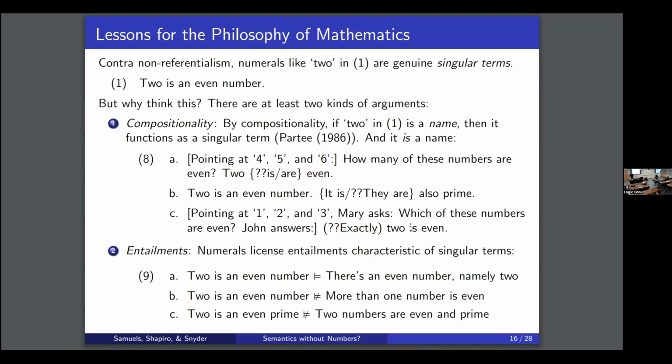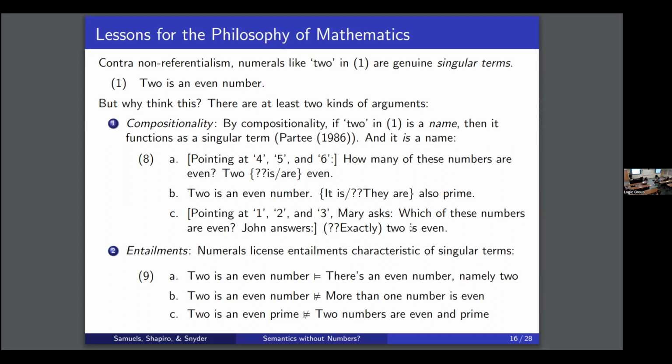Again, non-referentialists at least give us some evidence, they think, that numerals are non-referential. Well, one very simple argument just appeals to compositionality, right? By compositionality, if 2 here is a name, and names are generally singular terms, then it has to be a singular term, at least when it occurs in this sort of position. And in fact, it is a name. So what reason can we give for this? Pointing at 4, 5, and 6: how many of these numbers are even? 2 is. That's bad. 2 are. Great. Again, 2 here has to be a numeral, not an adjective or a quantifier.